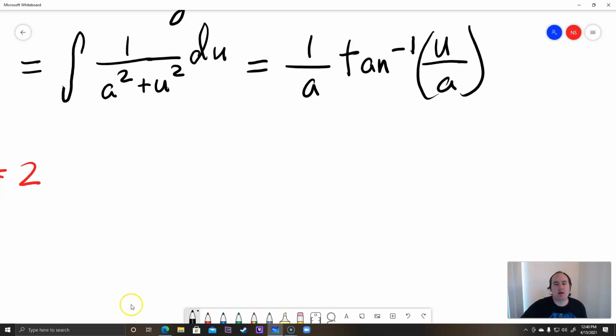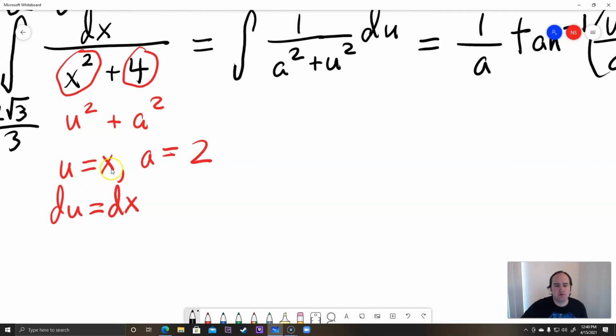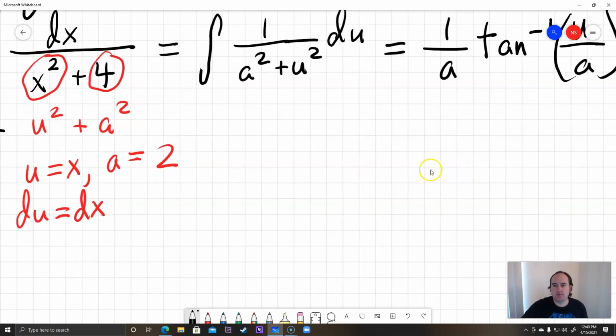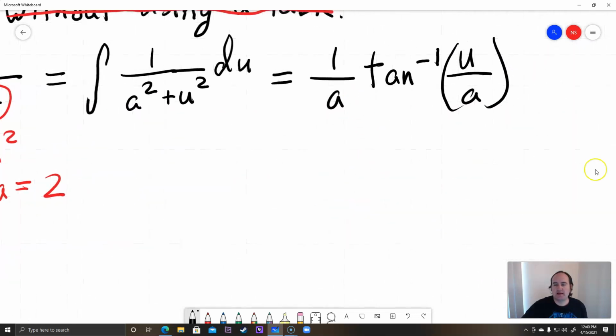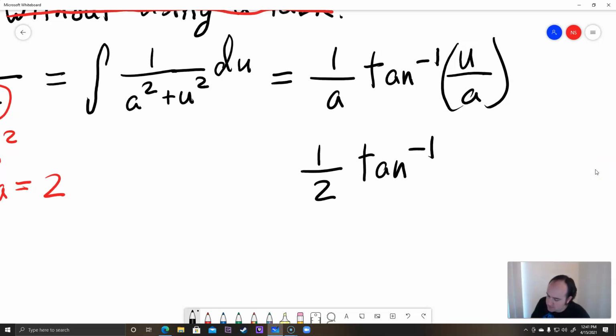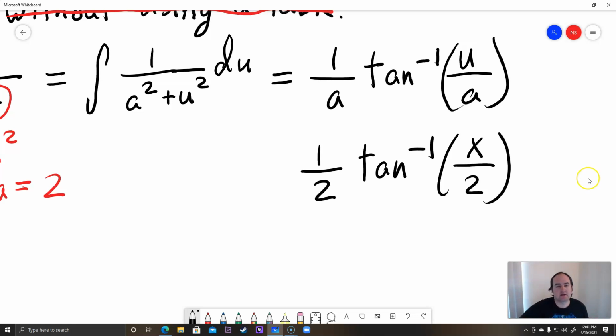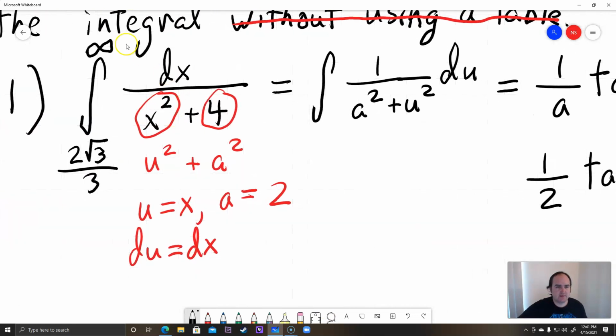And of course in this problem we said that u equals x and a equals 2. So plugging in here, we have 1/2 times tan inverse of x over 2. But then we don't write a plus c, of course, because this was actually a definite integral. We had these limits of integration, so they were going from x equals 2 root 3 over 3 to x equals infinity.